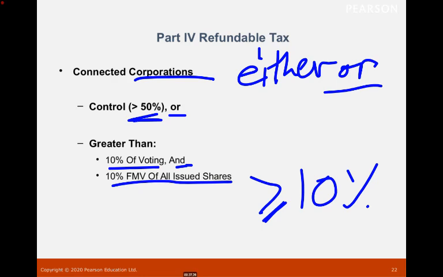Obviously, if you control a company, then you're connected to it. You control it. But the real bar here is simply greater than 10%. That is of voting and fair market value. So it's a very low bar. If you have both, then 10% is all we're looking at.